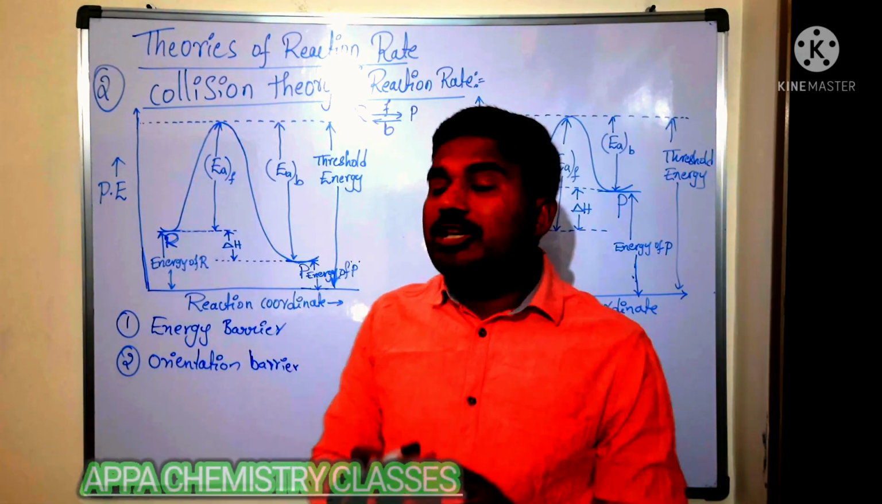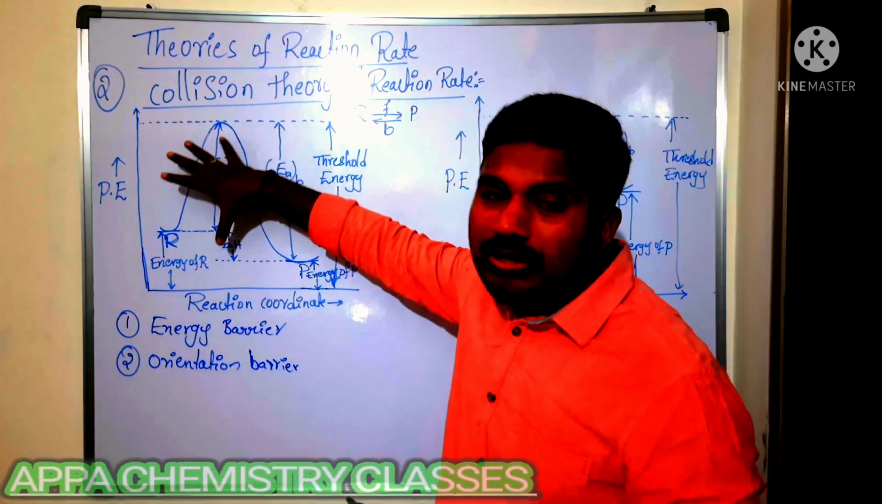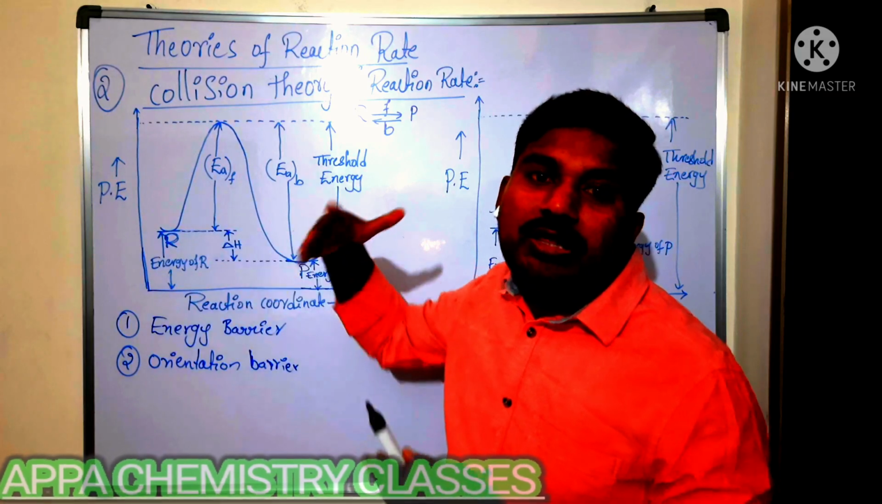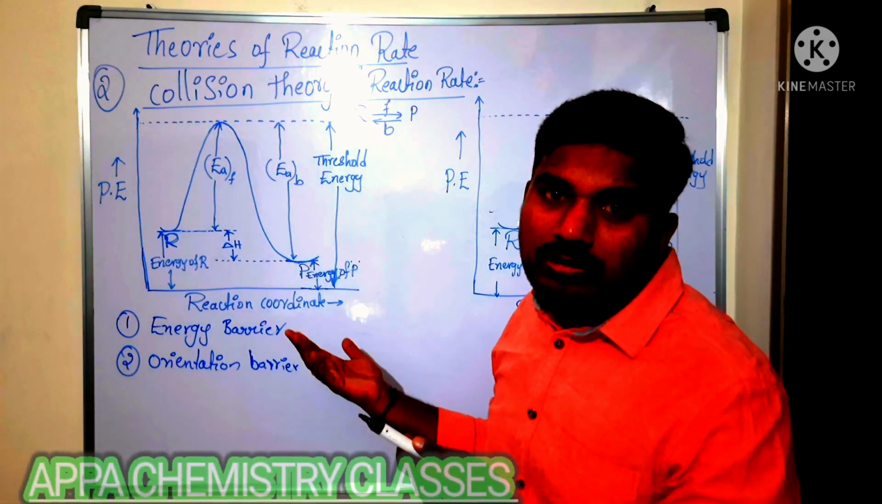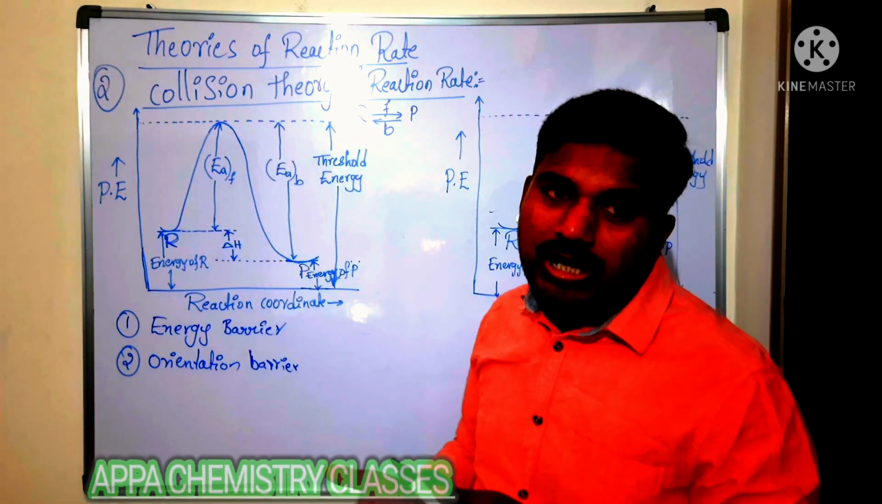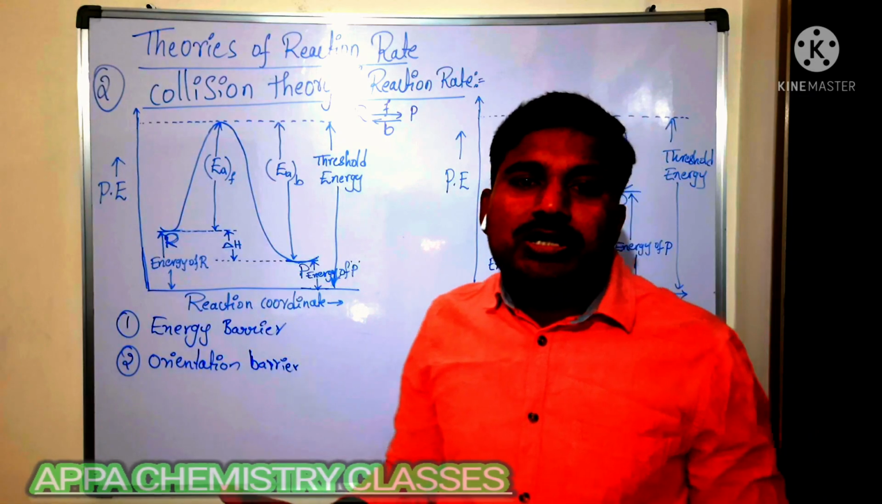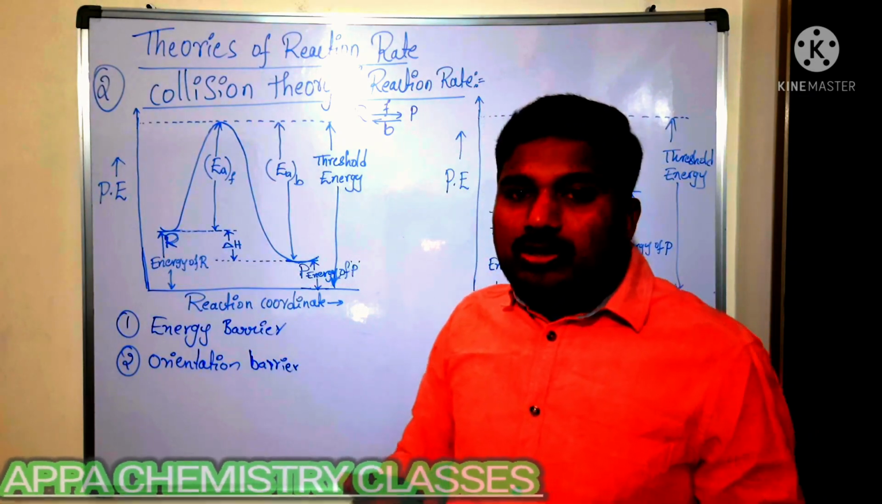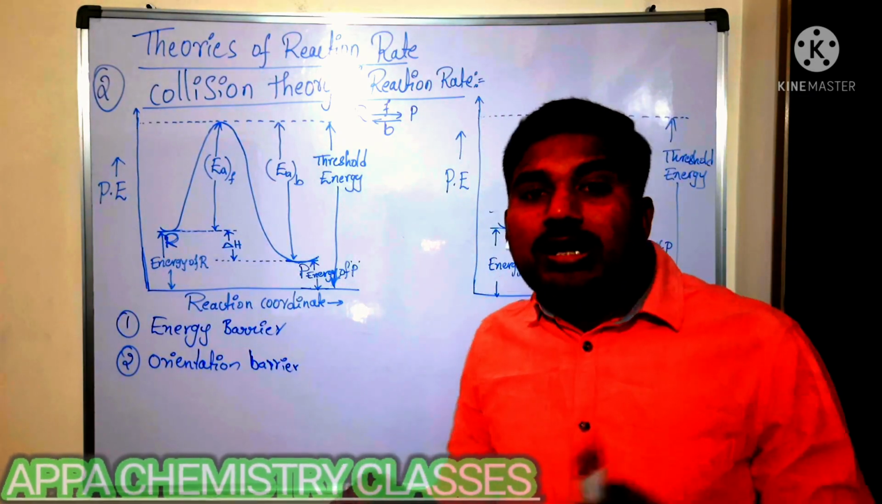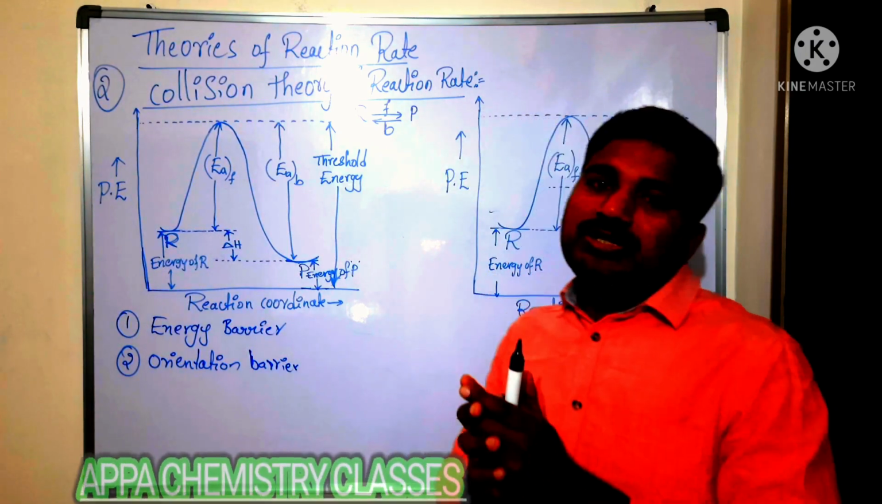So for the collisions, after collision, if they reach the threshold energy, then only they will be converted to products. If they are not crossing that threshold energy barrier, then those collisions are not converted to product. So the collisions which give the product are called what? Effective collisions. Those collisions are also called fruitful collisions.